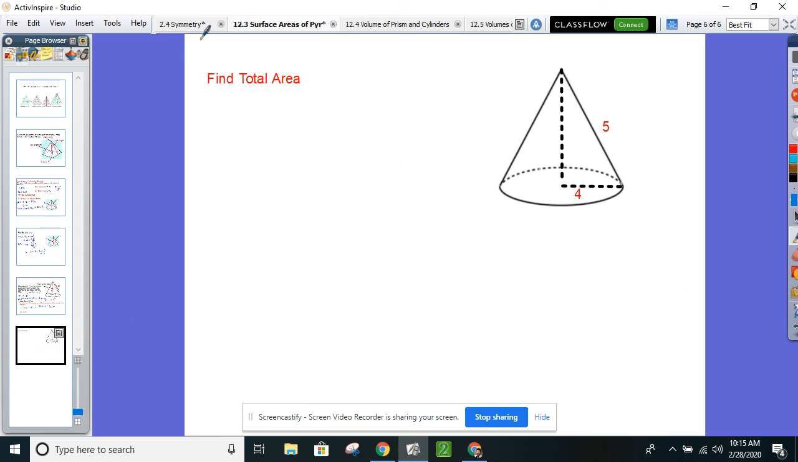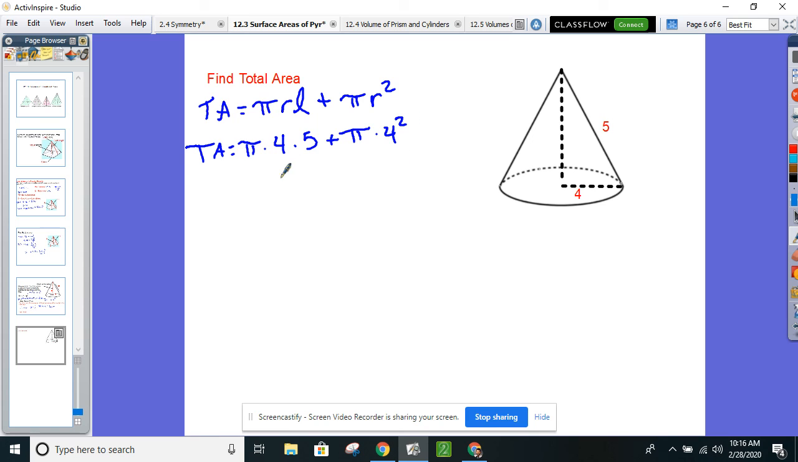Let's try another one. All right, so again, total area is equal to our lateral area, which we said is pi times r times L, slant height, plus the area of the base, which is pi radius squared. So understand, the only two things we need to know here are our radius and our slant height. As we fill those in, total area equals pi times the radius times the slant height, 5, plus pi times the radius, which is 4, squared. 5 times 4, we get 20 pi right here. 4 squared is 16 pi. Put those together, we get 36 pi units squared.